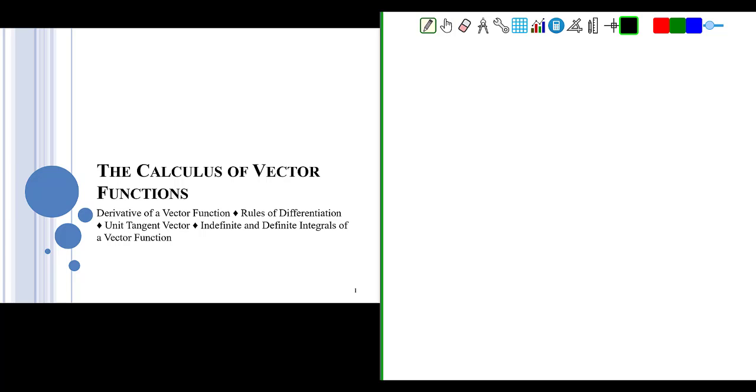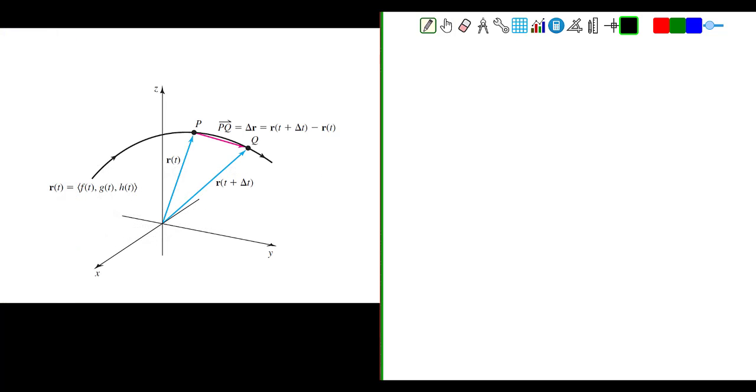Today we're going to learn about the calculus of vector functions. To begin, let's talk about what the derivative of a vector function is. To begin this illustration, let's look at a curve that represents a vector function in the xy plane.